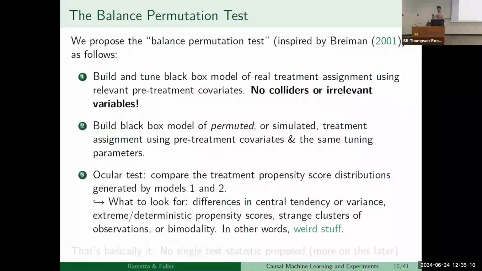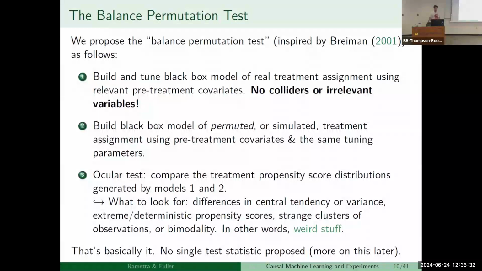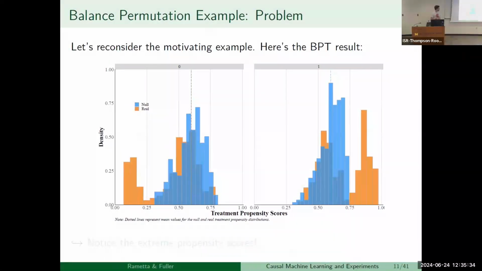What do you want to look for in this figure? Well, we're looking for differences in the central tendency or variance of the distributions, extreme or deterministic propensity scores that we shouldn't be expecting to see, weird clusters of observations, or a bimodal distribution, which would be really weird. There's just sort of weird stuff that we're not expecting to see, okay? And that's basically it. I'll talk about the test statistic thing in a second.